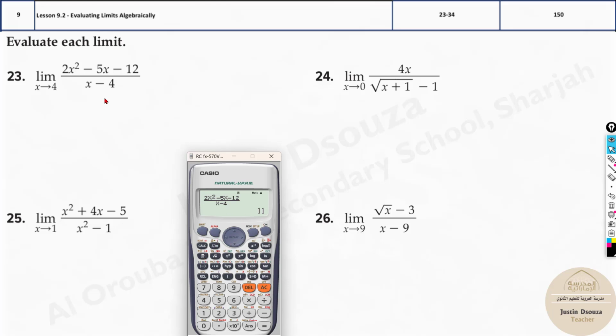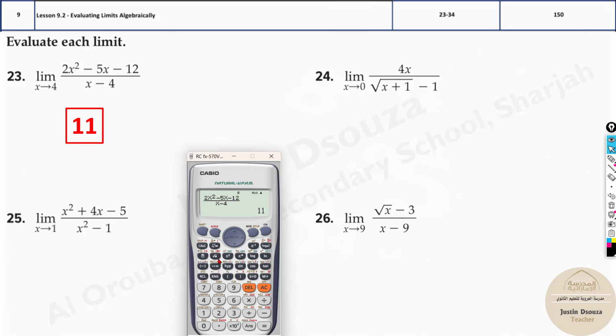Most probably your answer is this only, but just check it for the other side as well. Instead of 3.9, put 4.00001 and check. Both the sides it's 11. That means the answer is 11 here. That's it.